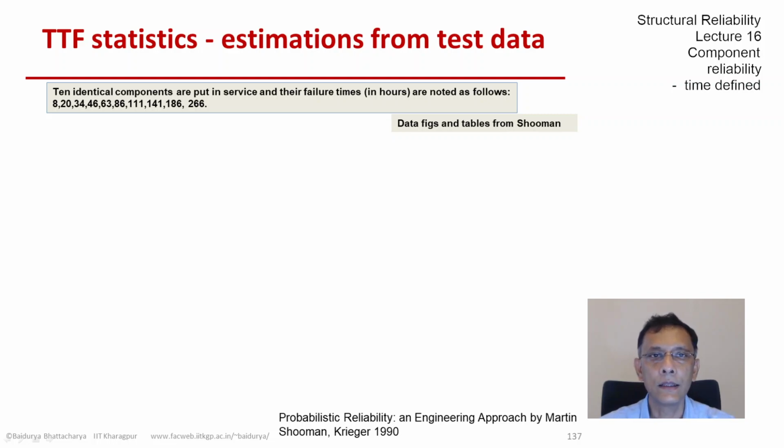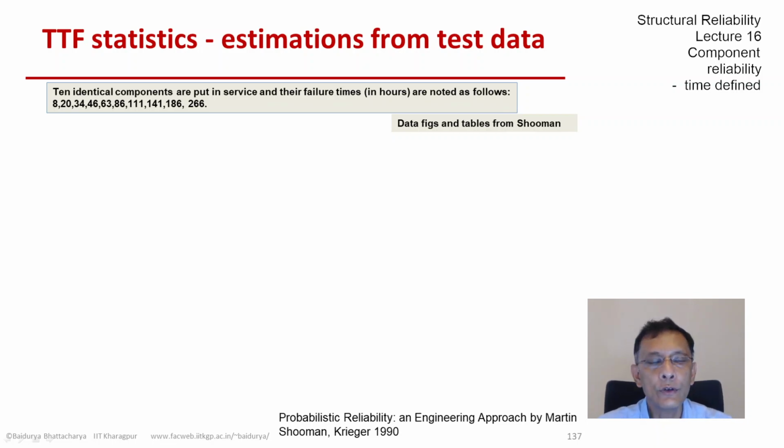In this and the next 3 slides, we are going to analyze an example taken from Shooman's book. As you see on the screen, there are 10 identical components that were put in service, and they all failed one after the other, and those 10 failure times were noted. They start from 8 hours all the way up to 266 hours. There are 10 of them.